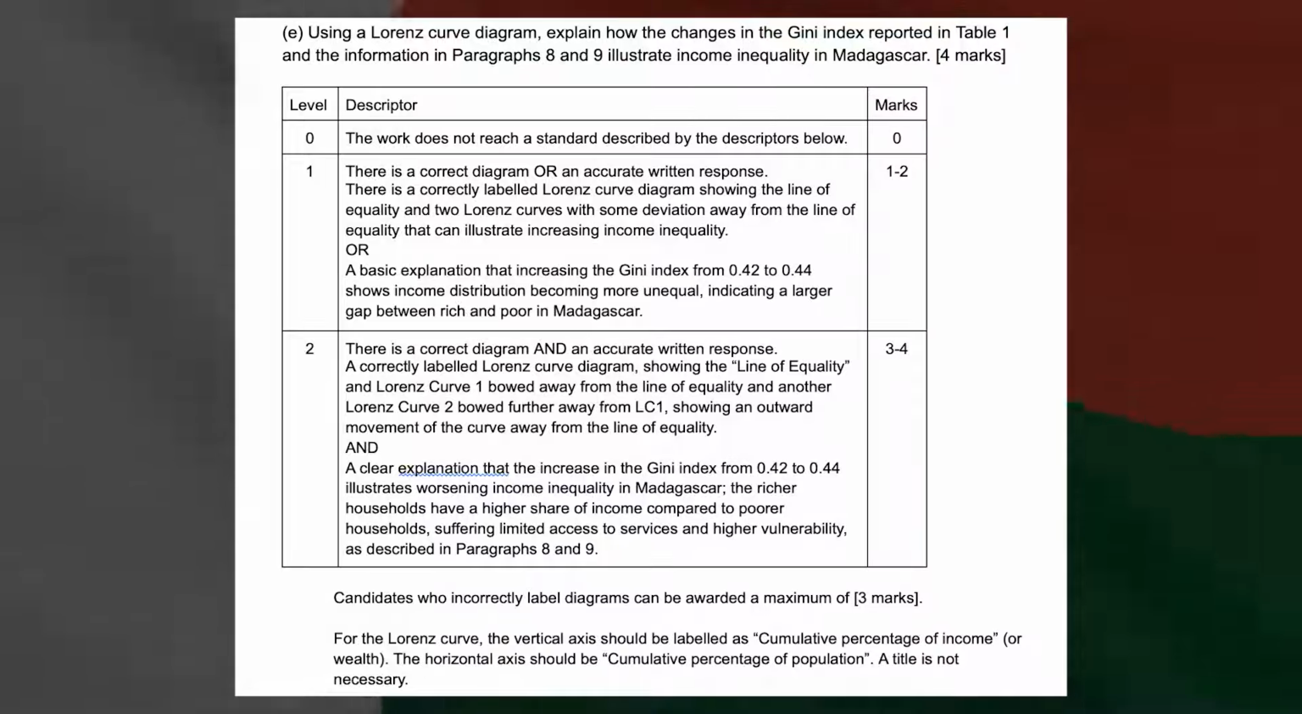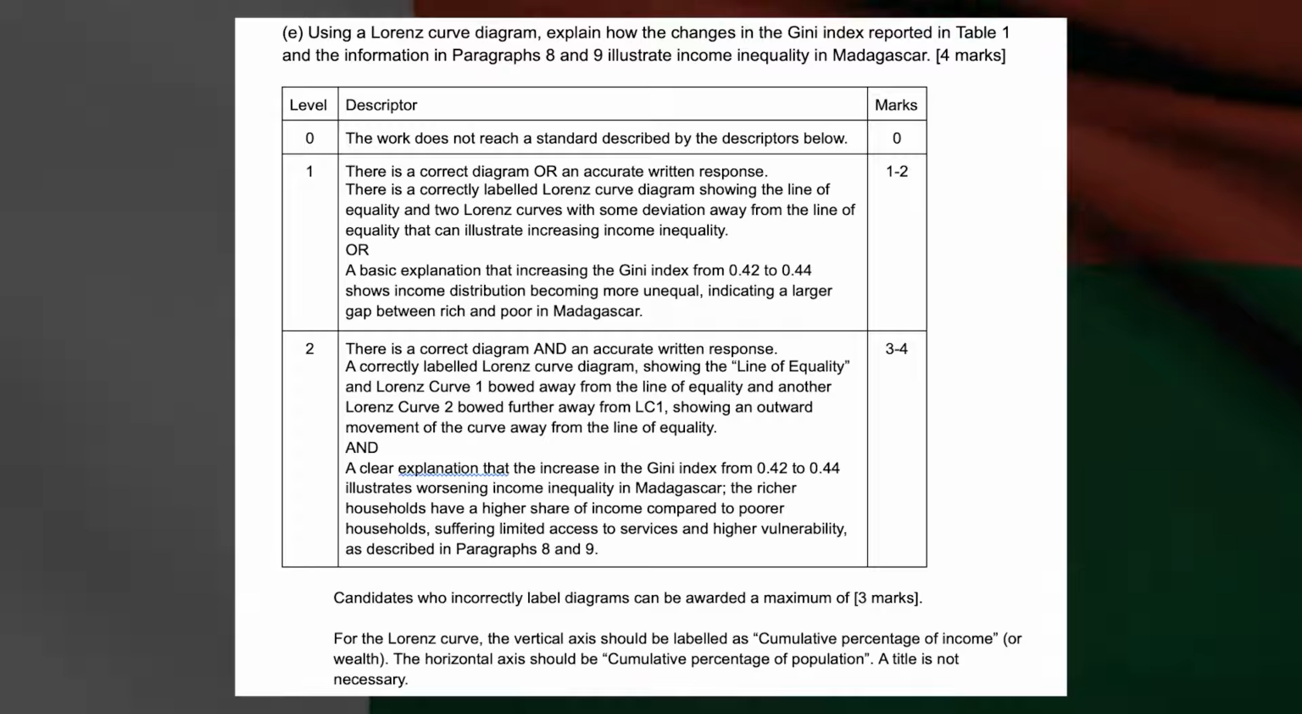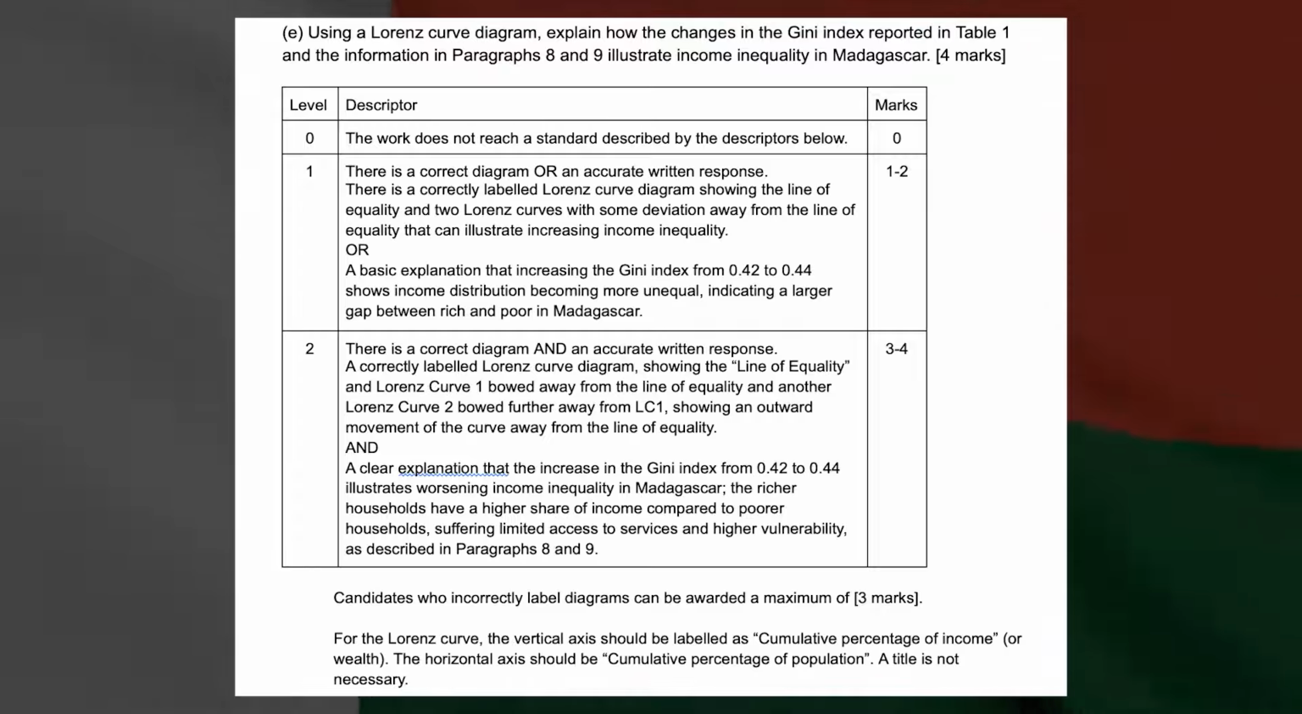1 to 2 marks. Level 2. There is a correct diagram and an accurate written response. A correctly labeled Lorenz curve diagram showing the line of equality and Lorenz curve 1 bowed away from the line of equality, and another Lorenz curve 2 bowed further away from Lorenz curve 1, showing an outward movement of the curve away from the line of equality.